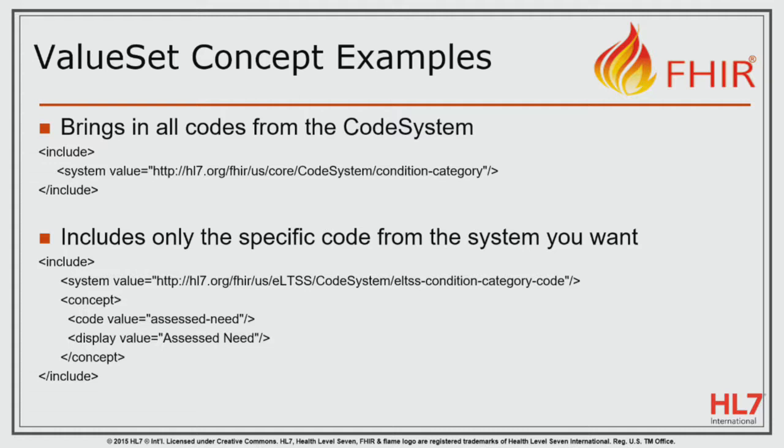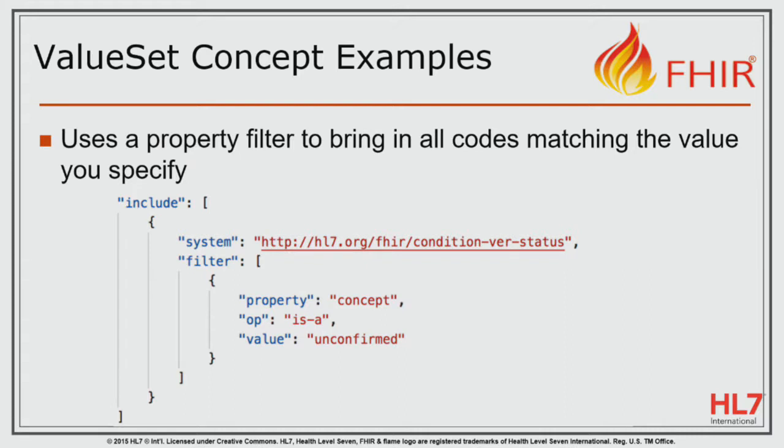And then this is the more exciting one. This is pulling in, I stole this from somebody else, condition status. You can say, I want all of the concepts where the property is an unconfirmed code. And that will go out and pull only those that match. All right? So, you got that?